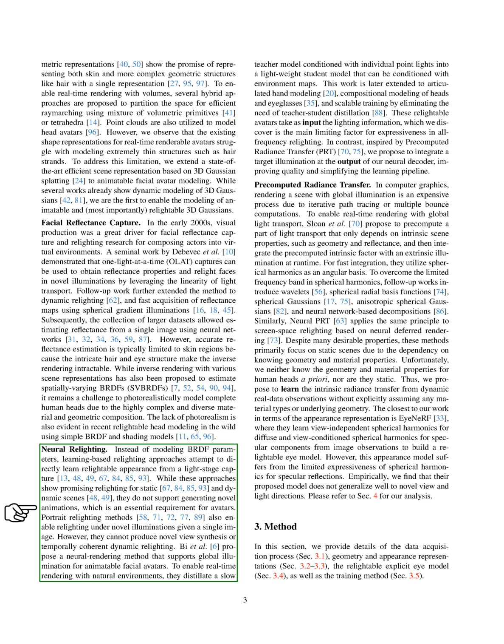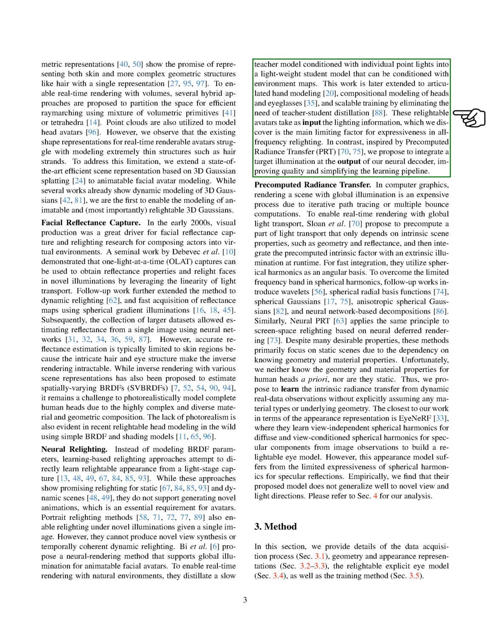Bai proposed a neural rendering method that supports global illumination for animatable facial avatars. To enable real-time rendering with natural environments, they distilled a slow teacher model conditioned with individual point lights into a lightweight student model that can be conditioned with environment maps. This work was later extended to articulated hand modeling, compositional modeling of heads and eyeglasses, and scalable training by eliminating the need for teacher-student distillation.